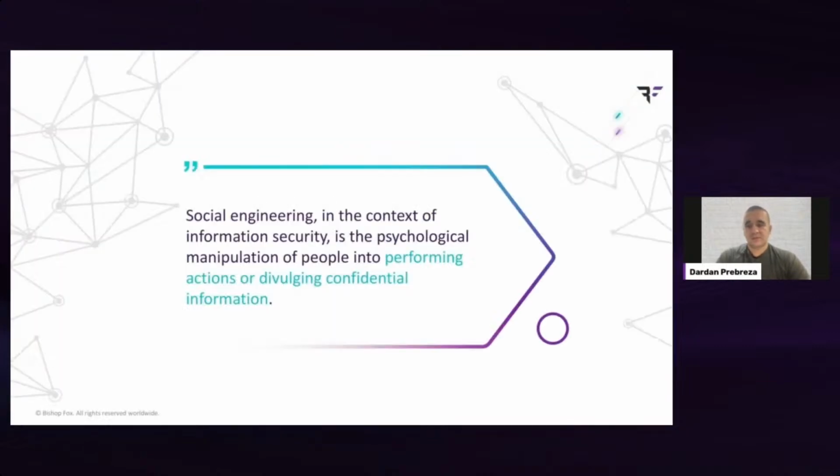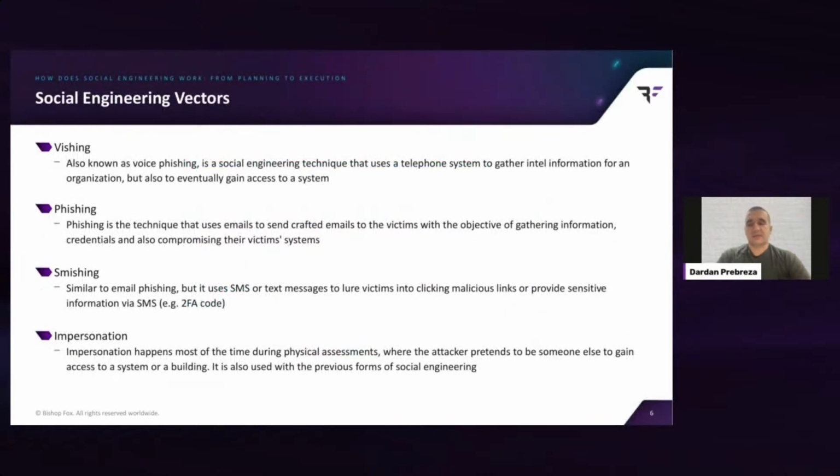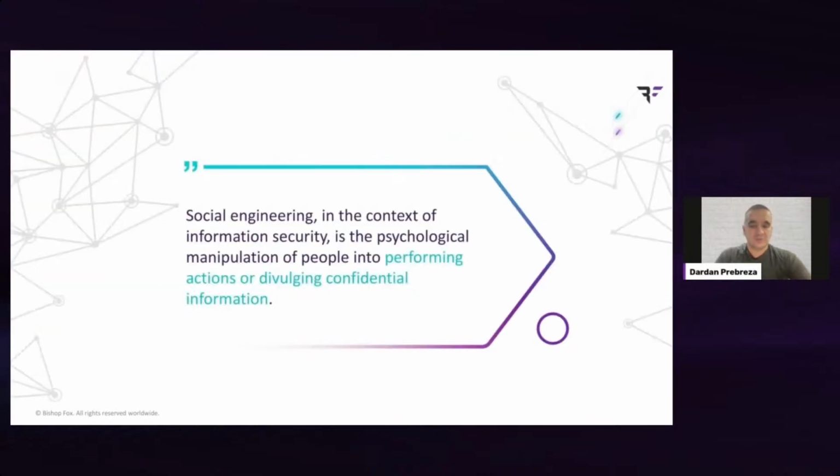So what is social engineering? Social engineering in the context of information security is the psychological manipulation of people into performing actions or divulging confidential information. So basically, the goal is to push people to perform actions that they didn't intend to, or divulge information that is useful for us as attackers.